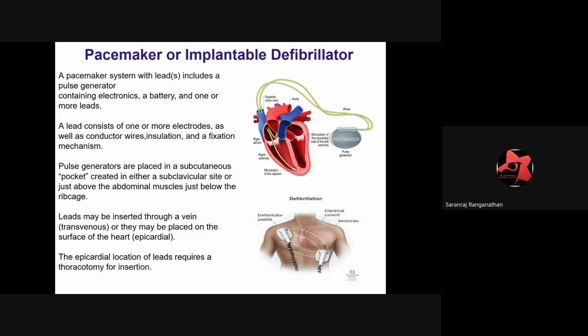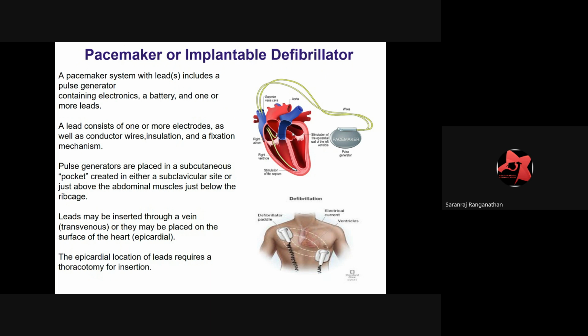Then the pulse generator is placed in a subcutaneous pocket created either in a subclavian site or above the abdominal muscle just below the rib cage. So in this place, the subclavian area, they will place the pacemaker. Okay. Then leads may be inserted through the vein or they may be placed on the surface of the heart. Then the epicardial location of the leads requires a thoracotomy for insertion. So in epicardial locations, they open and place the pacemaker.